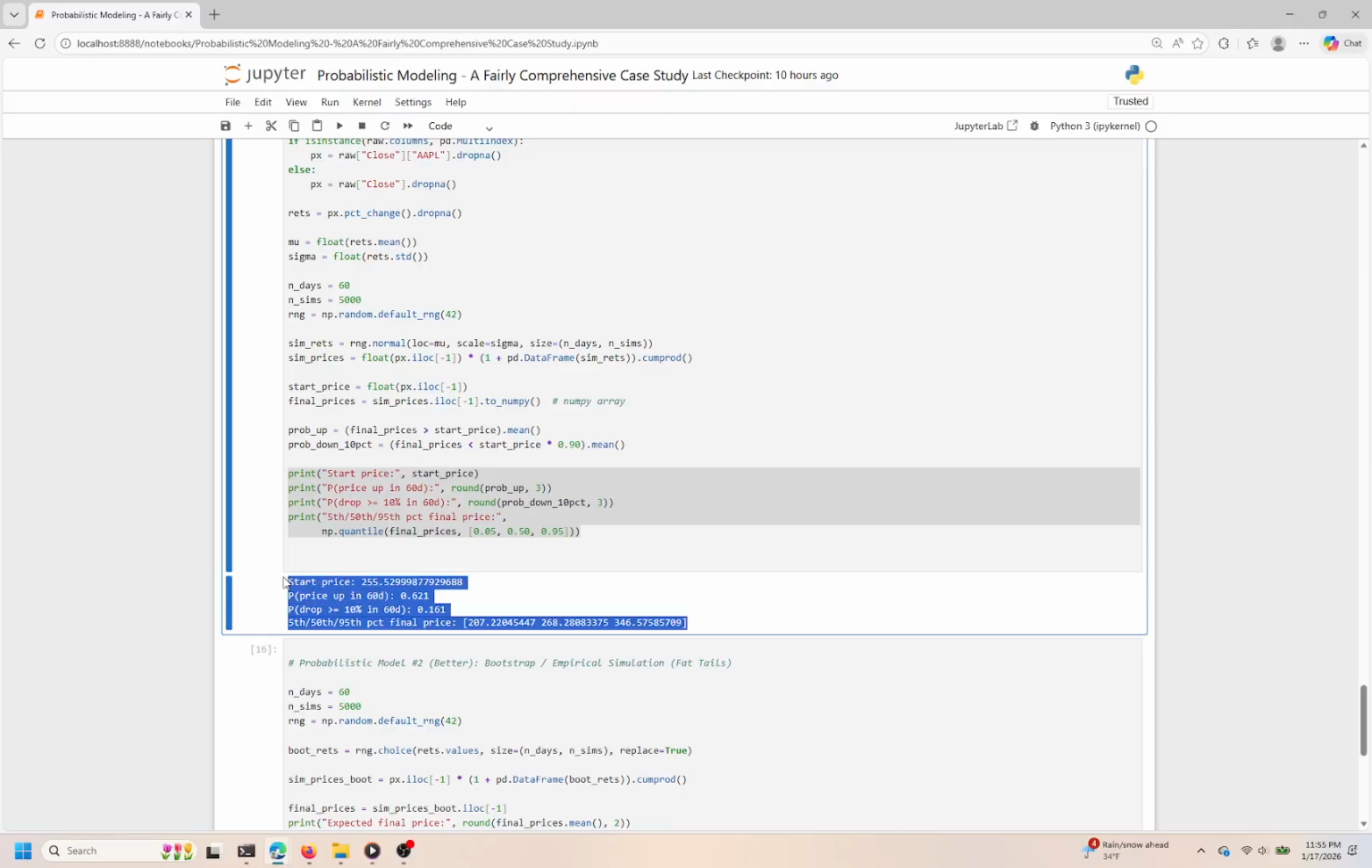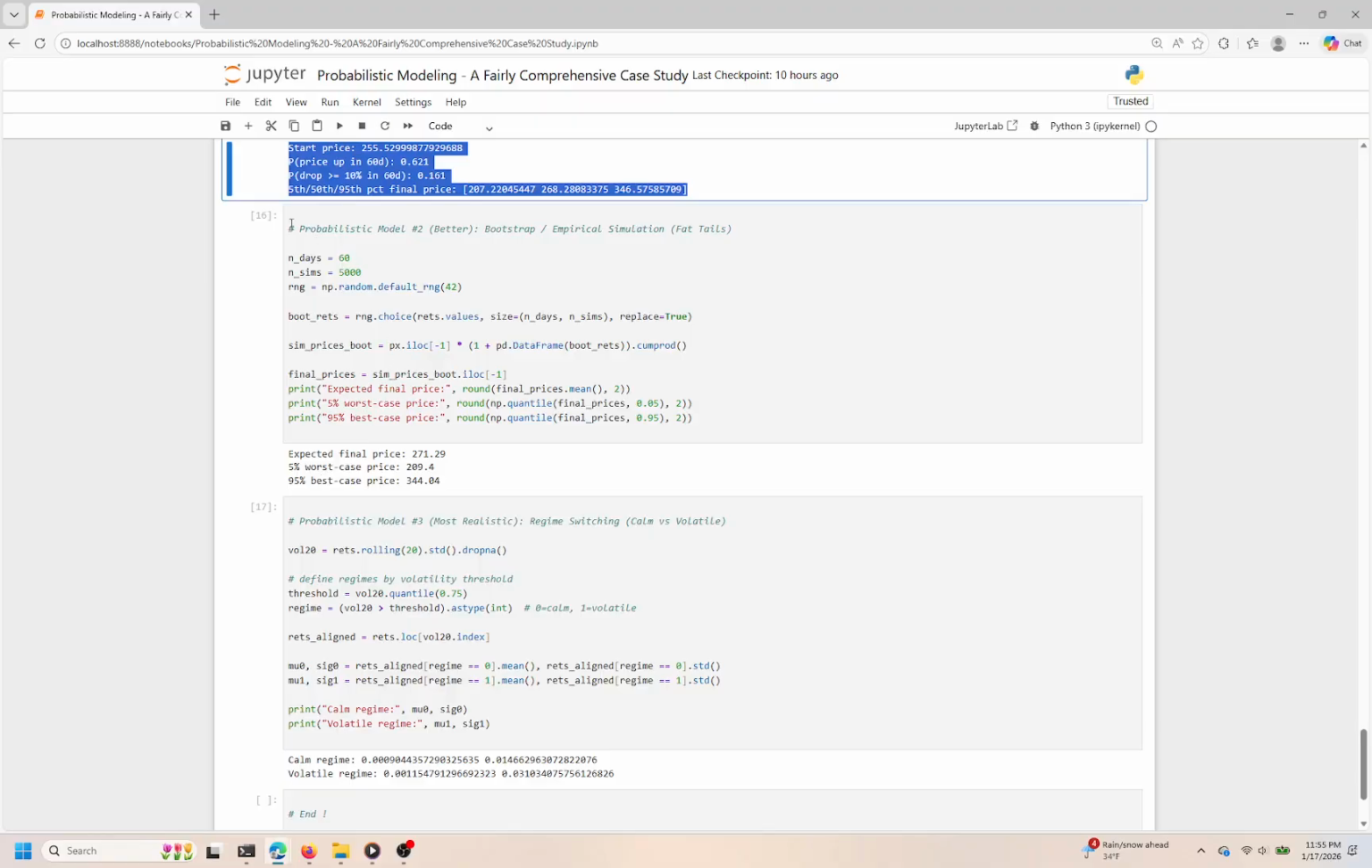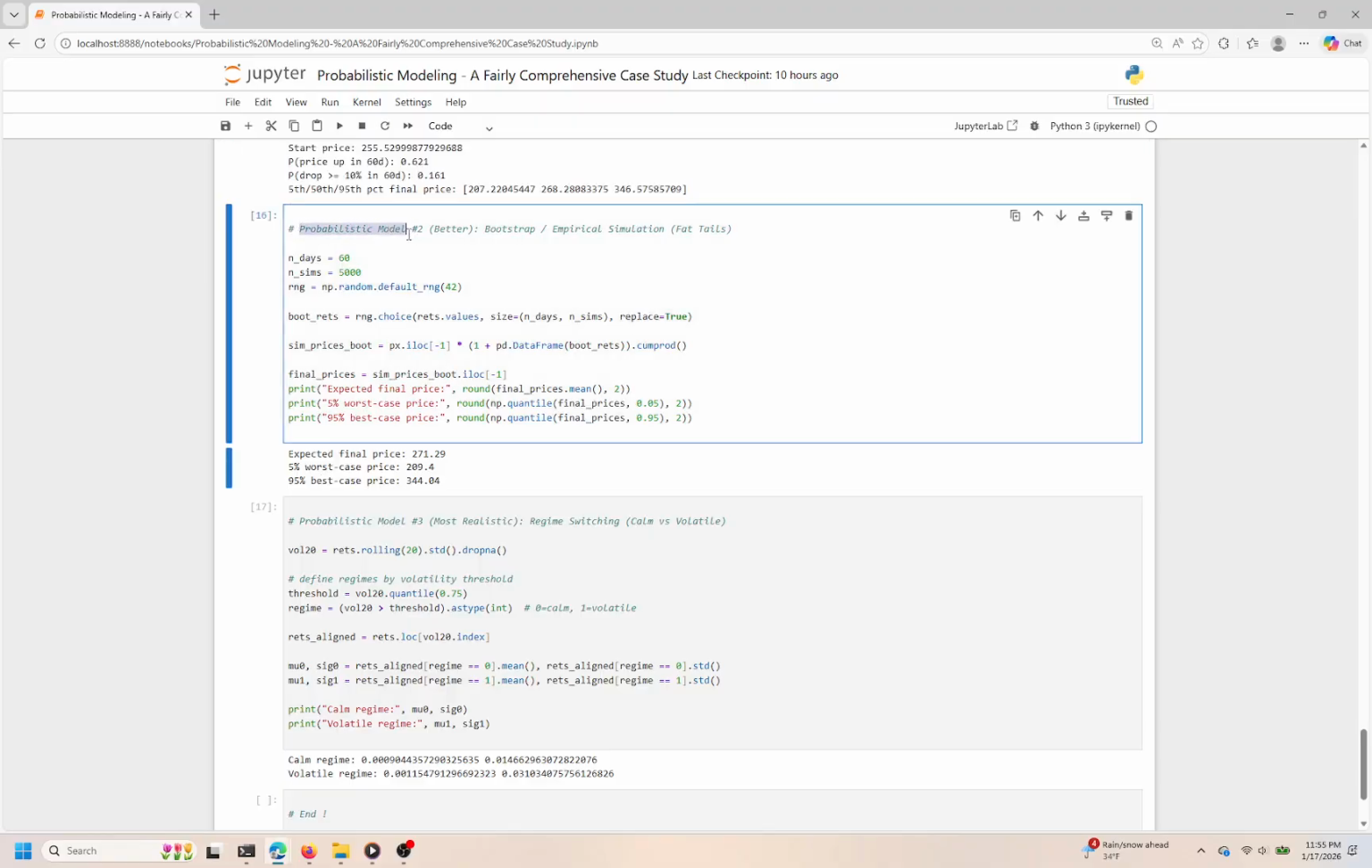Cell 12. In this code cell, we're diving into a probabilistic model that uses bootstrapping for simulating asset prices over a specified number of days, which is crucial for understanding potential future outcomes based on historical return data. This approach allows us to model uncertainty more effectively, especially when considering fat tails or extreme outcomes that traditional models might overlook. The first step here establishes the parameters for our simulation, specifying that we want to simulate price movements over 60 days with a total of 5,000 independent simulations.